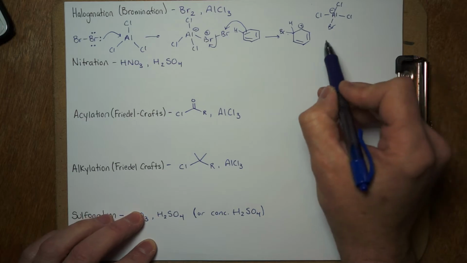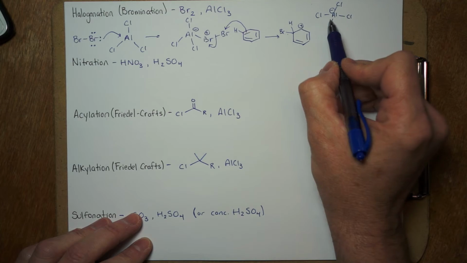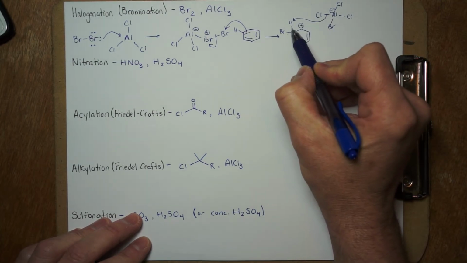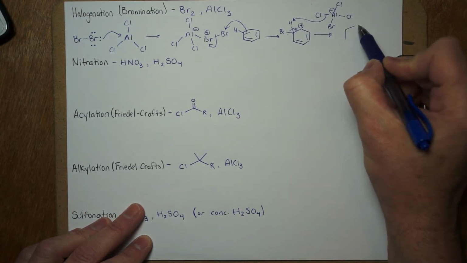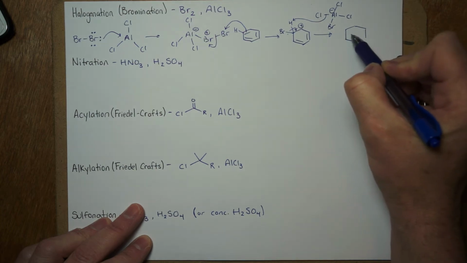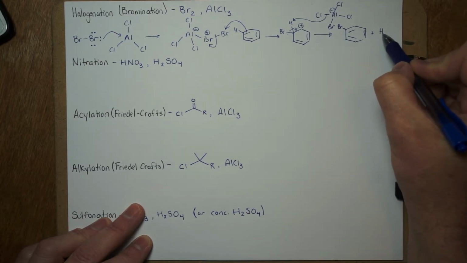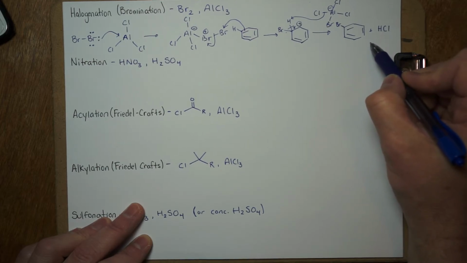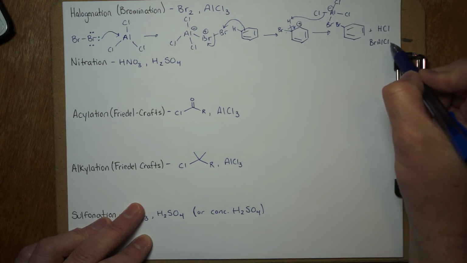Okay, and so to rearomatize, we're going to take the electrons in one of these sigma bonds, most likely the chlorine-aluminum bond, right? And grab a proton, we're forming HCl in this case, and our product. So there's our product, our HCl, and then it's important to note that we're reforming a catalyst that would be BrAlCl2.